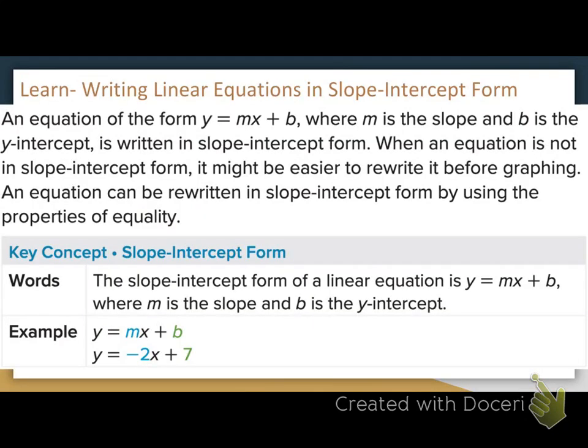An equation of the form y equals mx plus b, where m is the slope and b is the y-intercept, is written in slope-intercept form. This is a form of a linear equation. What does linear mean? Straight line. A line, right? It creates a line.